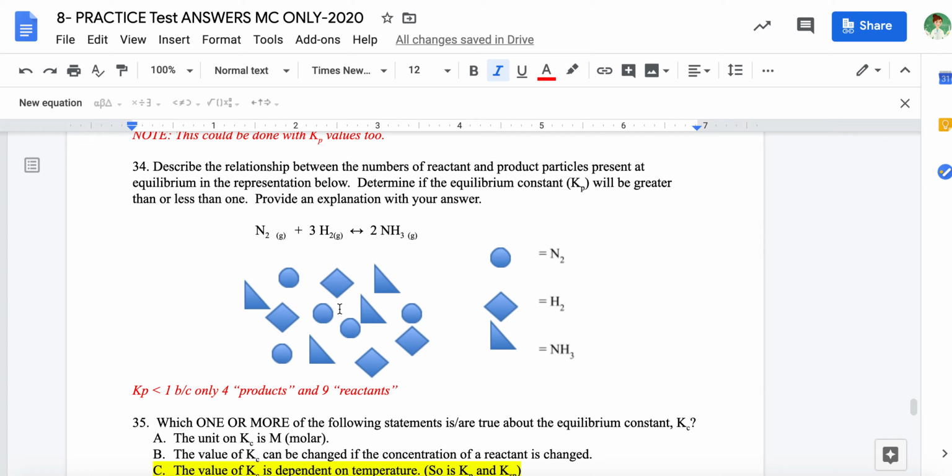And then we have all of our reactants down here. When we think about that and we put that all together and we solve for our K, we're going to end up with a value that is going to be less than 1 when we think about our ratio of our products and our reactants.